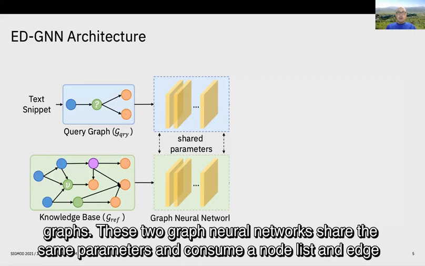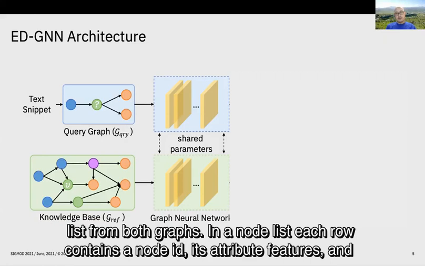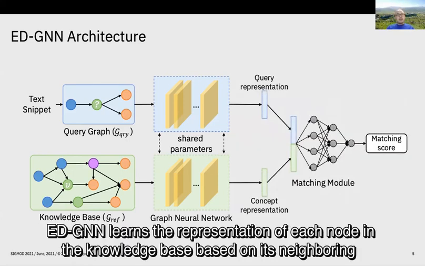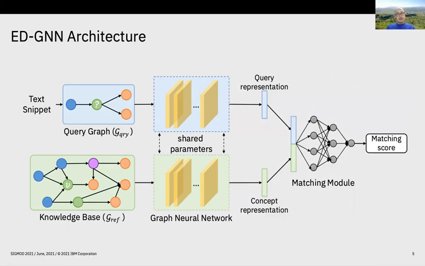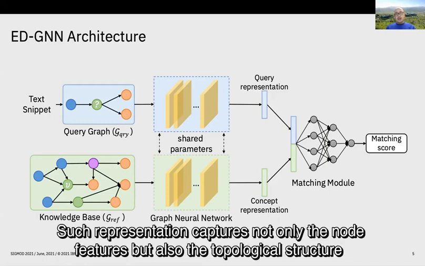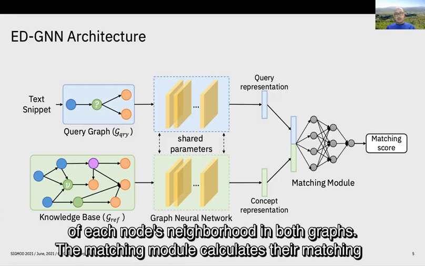These two graph neural networks share the same parameters and consume a node list and an edge list from both graphs. In a node list, each row contains a node ID, its attribute features, and its type. In an edge list, each row has a source node ID, a destination node ID, and the edge type. EDGN learns the representation of each node in the knowledge base based on its neighborings and the representation of the query concept with the question mark in the query graph. Such representation captures not only the node features, but also the topological structure of each node's neighborhood in both graphs.